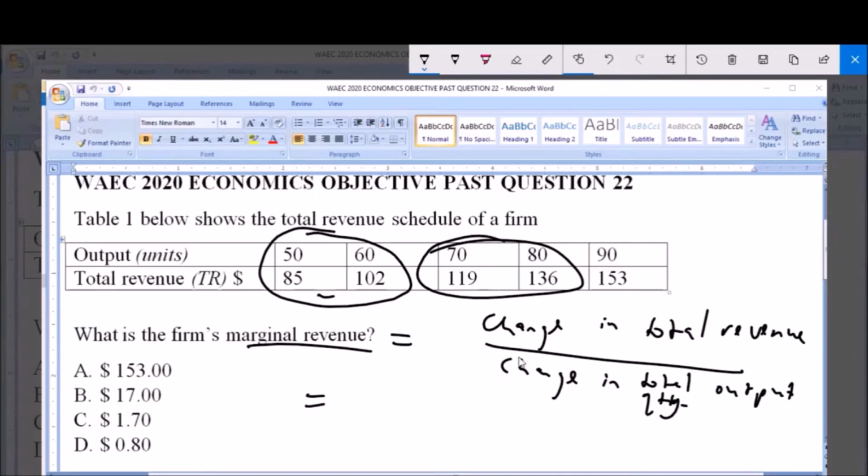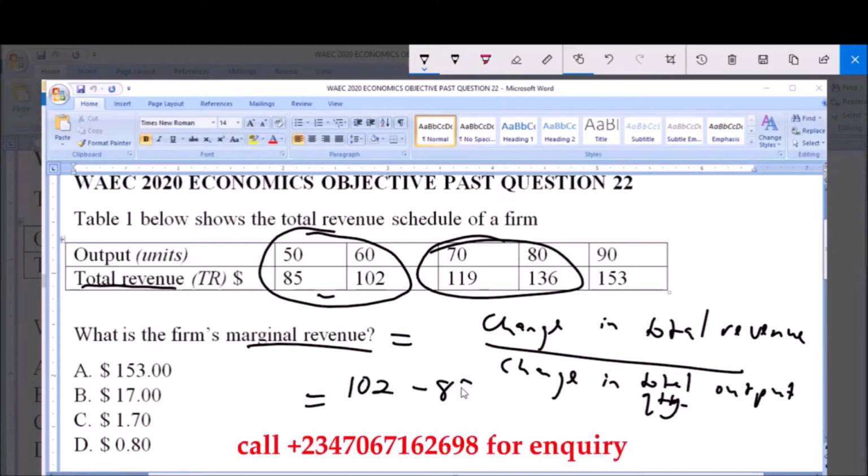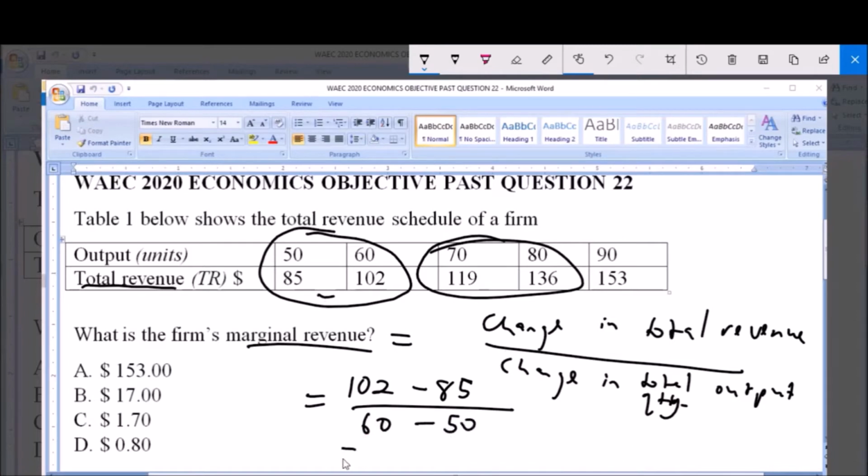So now change in total revenue will be equal to 102 minus 85, over change in total output quantity, which will be equal to 60 minus 50. So if you do that, that will give you $1.70. $1.70 is option C. So it is the correct answer to that question.